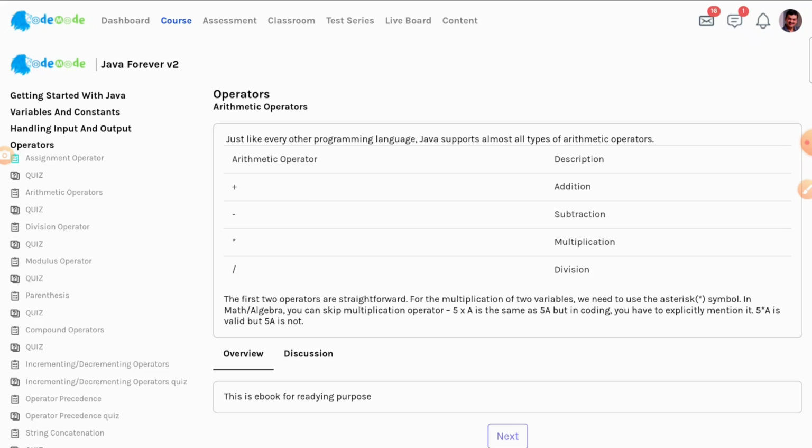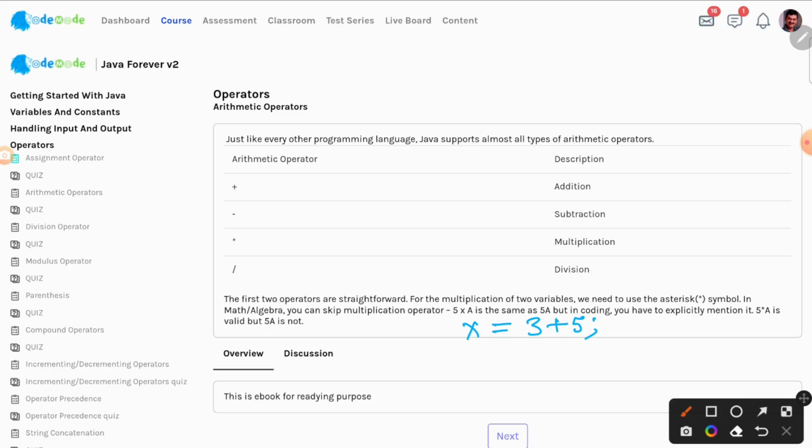For example, when you want to add two numbers, you can say x equal to 3 plus 5. This is a basic addition operation, where the plus sign is the addition operator. Similarly, you can say y equal to 5 minus 3, and this is your subtraction operator.